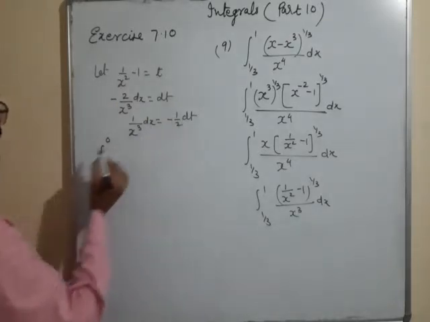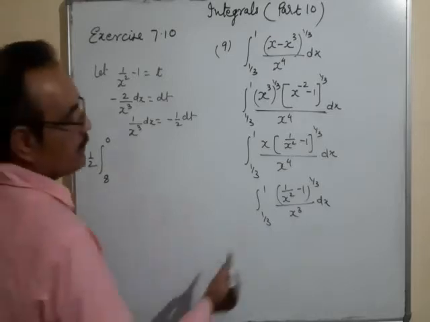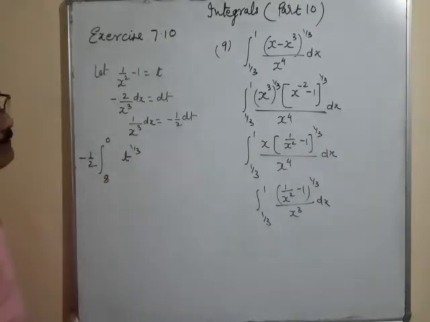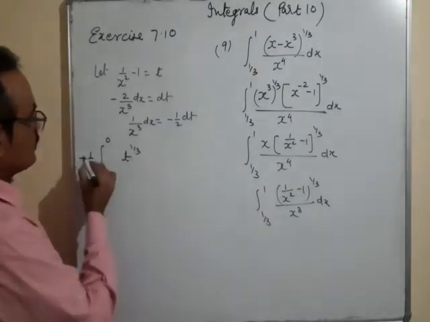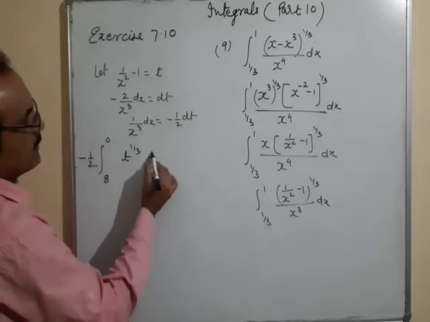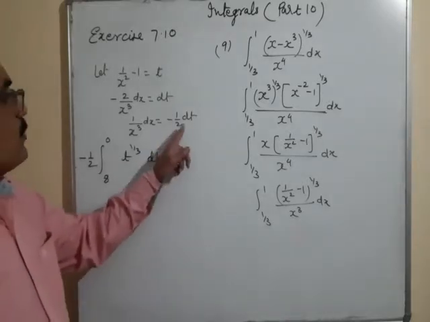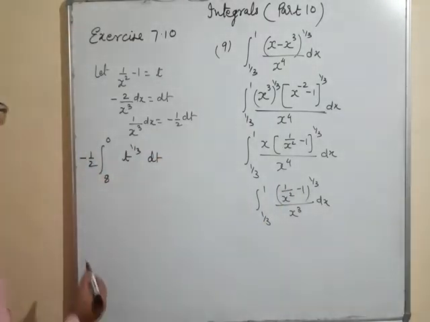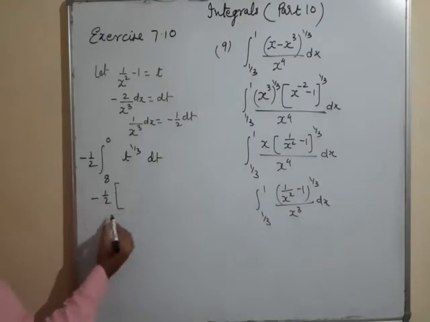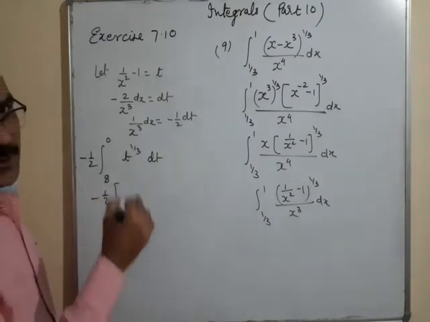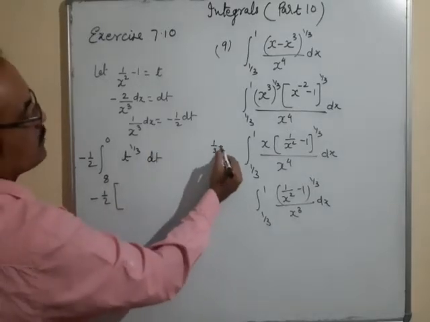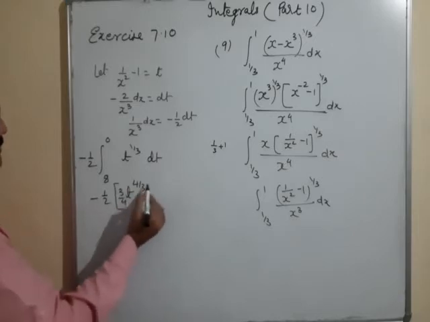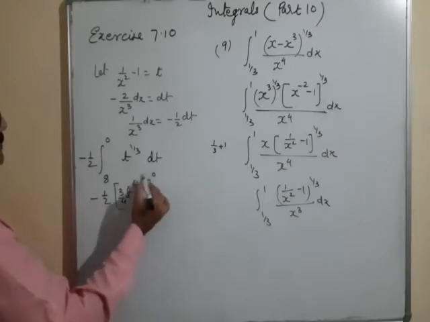Okay, minus 1/2. I put the value 1/x² − 1 as t, to the power 1/3, and 1/x³ dx is equal to −1/2 dt. Minus 1/2 out, and this dt is written here. Completed? Minus 1/2 integration of t^(1/3). T to the power 1/3 plus 1, 1/3 plus 1, what is coming? 4/3. So t^(4/3) upon 4/3, which becomes 3/4, limit 8 to 0.